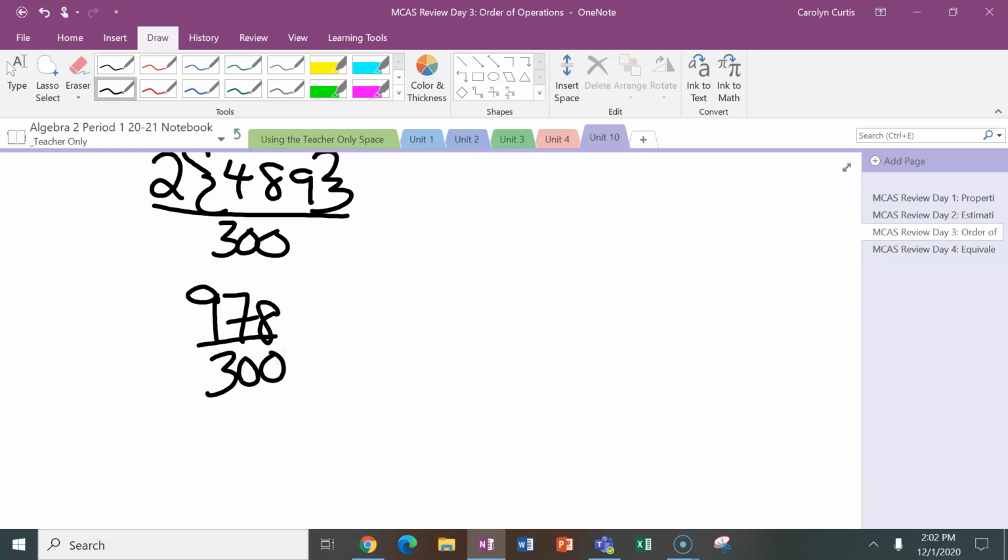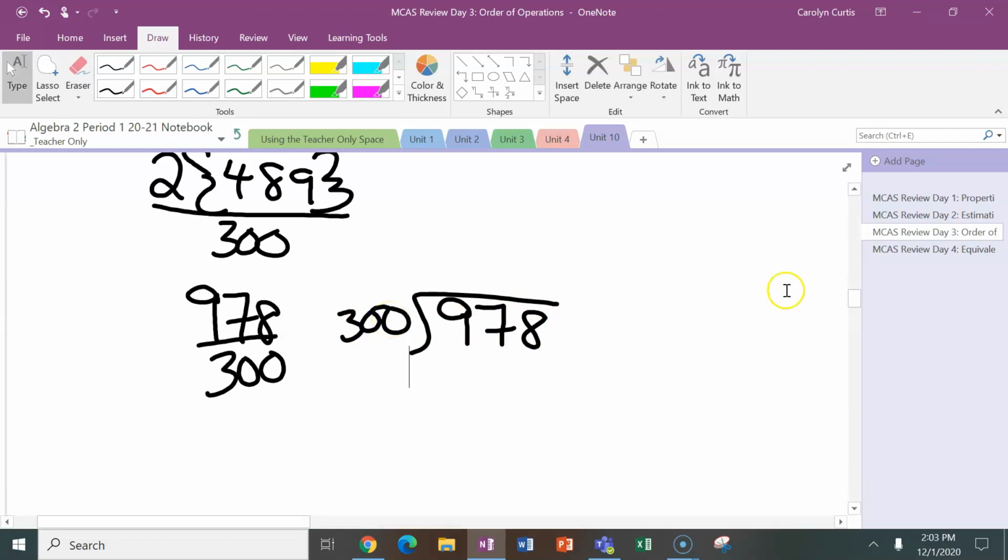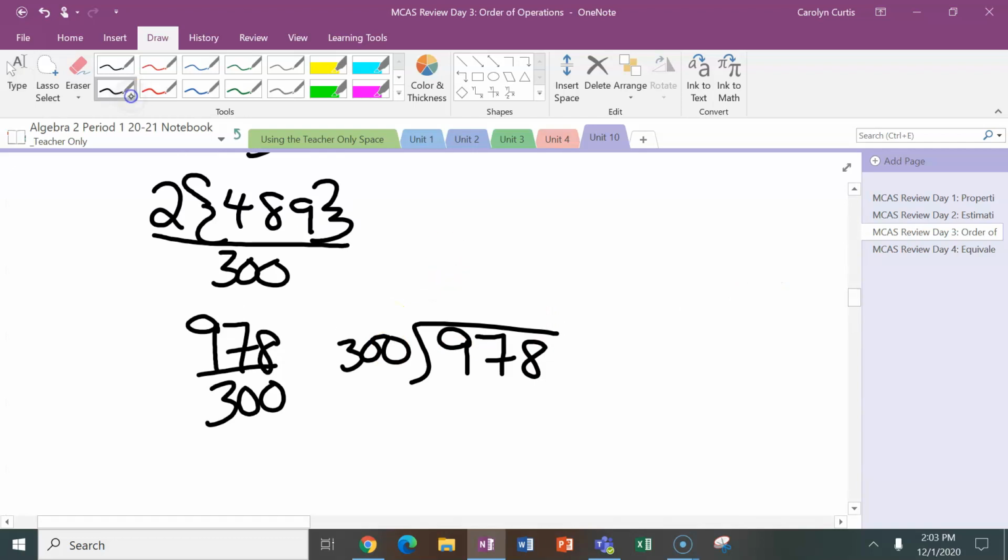So I am going to ask for a decimal rounded to the nearest tenth here, but be careful because remember you don't get to use a calculator on this. All of the order of operations on the MCAS are in the non-calculator section, so we're going to have to do long division here just so I can get an estimation of what this equals. So I'm going to come over here and do 978 divided by 300.